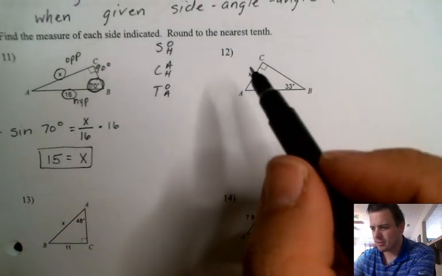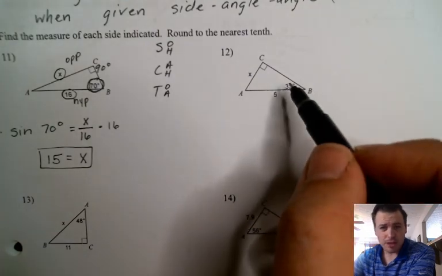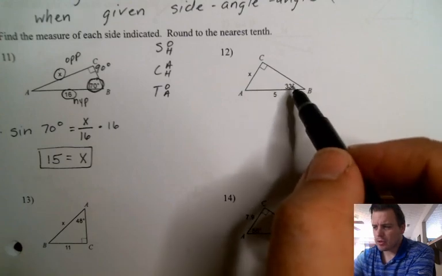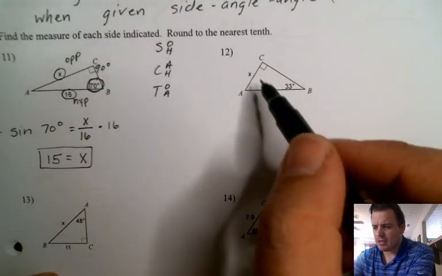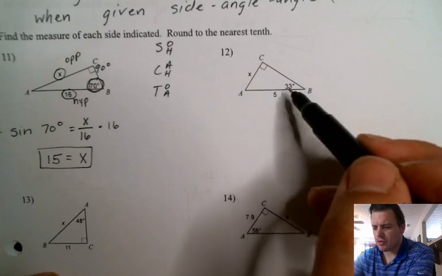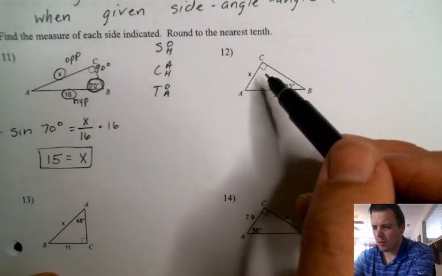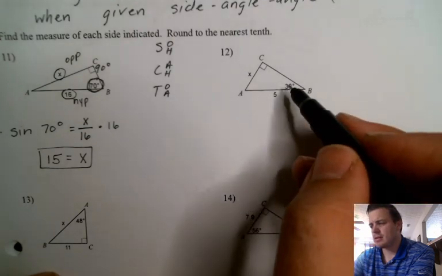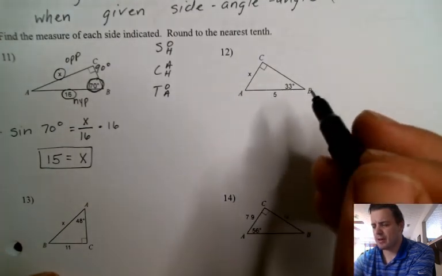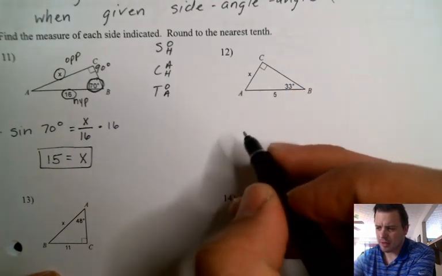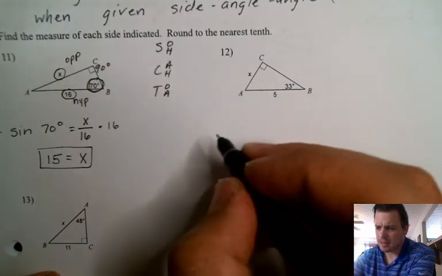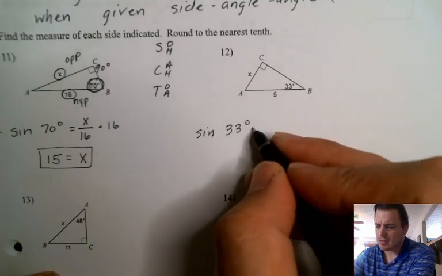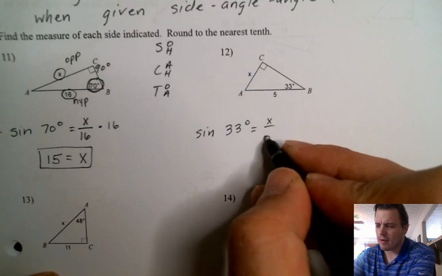All right? So let's jump over to number 12. So 33 degrees is what we have. We have Sohcahtoa. So what are these to the 33 degrees? That's opposite over hypotenuse, right? Opposite over hypotenuse is sine. So let's say sine of 33 degrees is equal to x over 5.